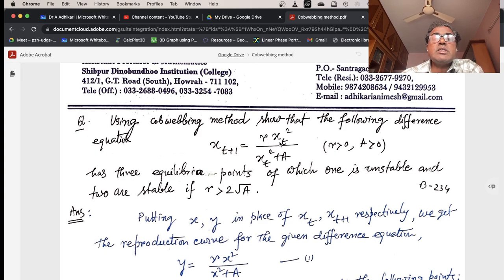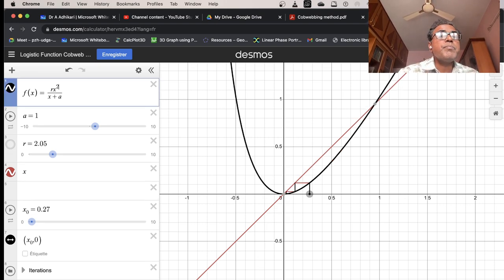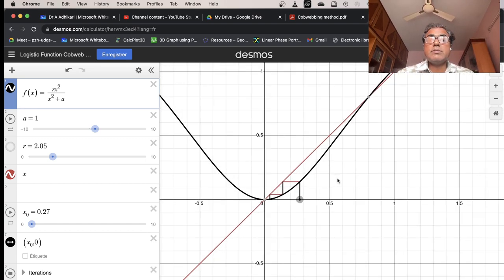The system x_{t+1} = r x_t^2 / (x_t^2 + a) has three equilibrium points, of which one is unstable and the other two are stable if r is greater than 2 root a. So we consider only the first quadrant.